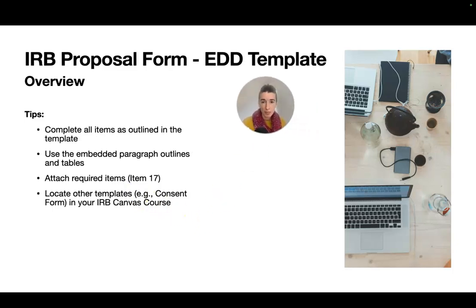The proposal form template, complete all the items as outlined in the template. That's the form. That's what IRB needs to know. And use the embedded paragraph outlines in the table. So in that template, I created some of those things and embedded them in there. Use them. They're there for a reason.